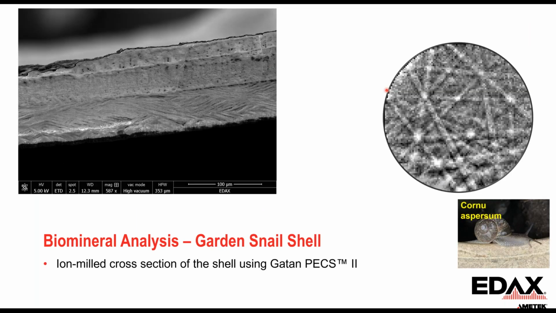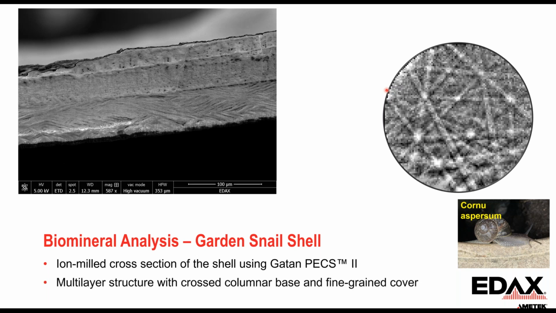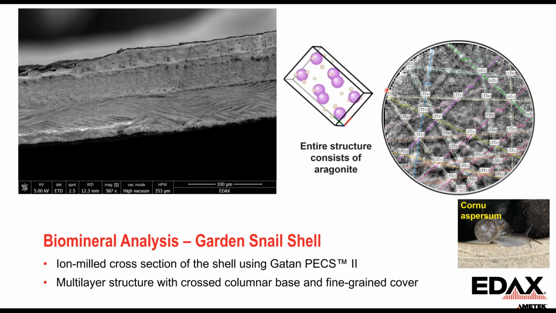And then this is another biomineral application. This is one that it's a garden snail shell. And I show this one because to prepare it for EBSD, it was cross-sectioned with a Gatan PEX2 ion mill. And you can see the patterns there are nice. You get a multi-layered structure with a columnar base and a fine-grained cover. The entire structure is, again, calcium carbonate, in this case, just aragonite.